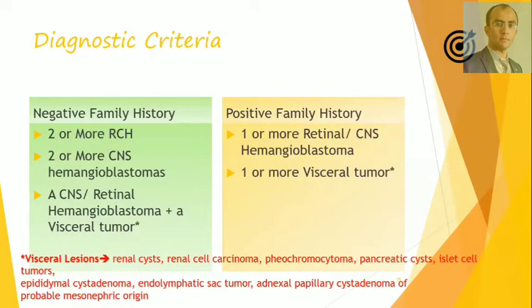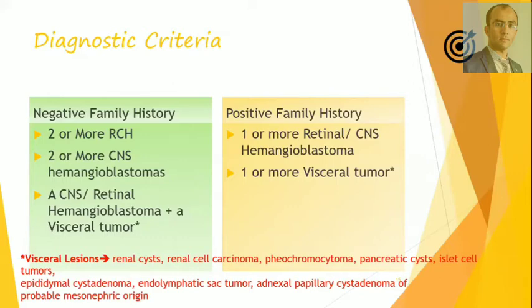So now we will be talking about the diagnostic criteria. In patients with negative family history, just back to our patient, the patient did not have a known family history. So 2 or more retinal capillary hemangiomas, or 2 or more CNS hemangioblastomas, or a CNS or retinal hemangioblastoma and a visceral tumor is necessary to meet the diagnostic criteria for diagnosing the von Hippel Lindau syndrome.